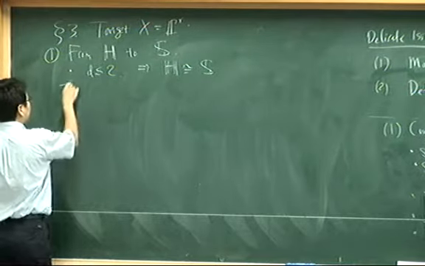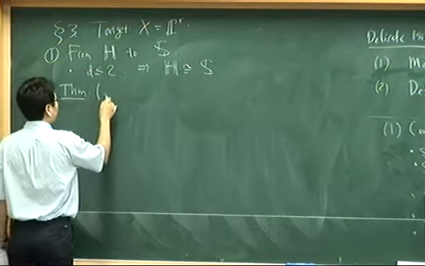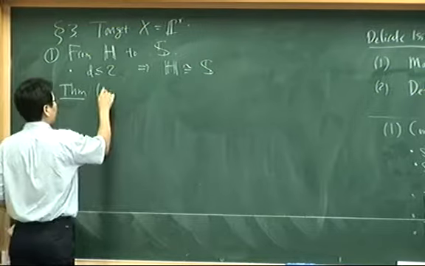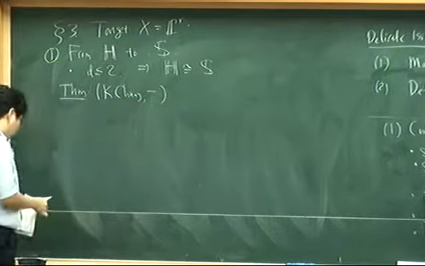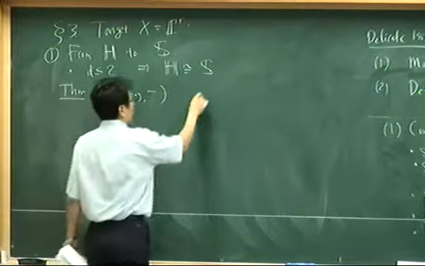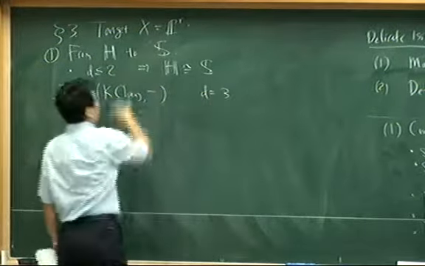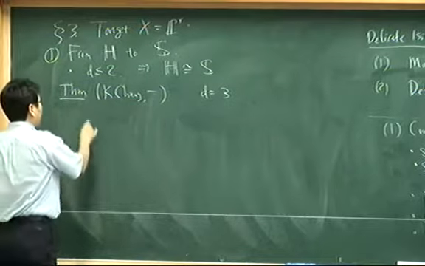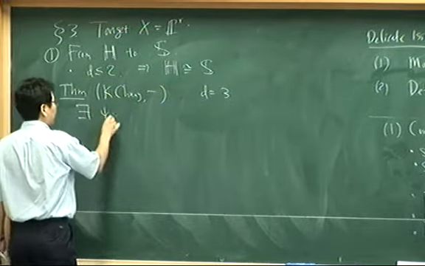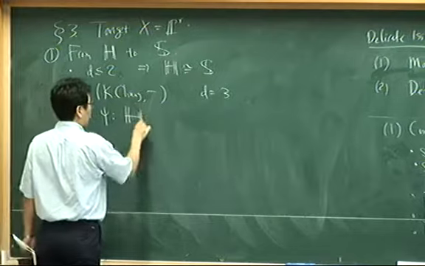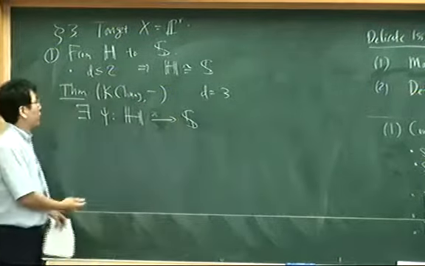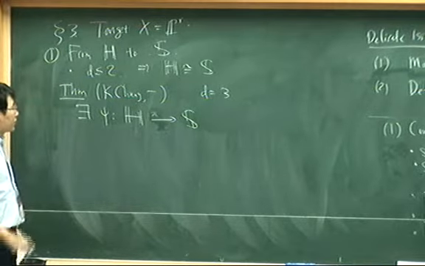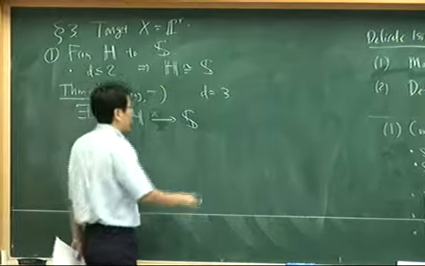The first non-trivial case is when d is equal to 3, and this is due to Chung and myself. Suppose degree is equal to 3 and our target is projective space. Then we prove that there is a morphism from H to S, and this morphism is really a smooth blow-up.